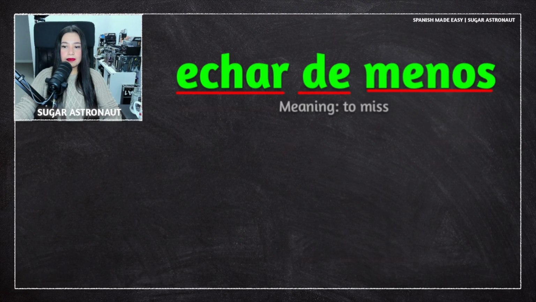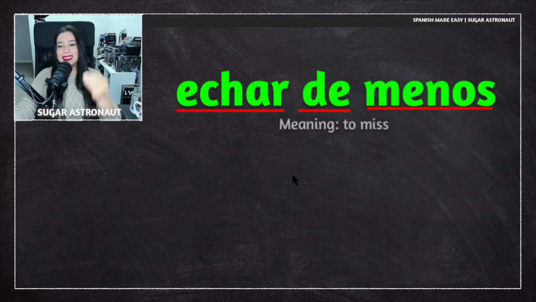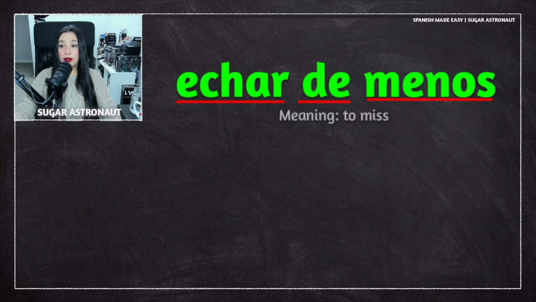Now, echar is a regular verb, so it follows the grammatical conjugation rules and all of that. So don't worry about, oh my God, does it have a peculiar conjugation? No, you can conjugate echar just like you conjugate any other regular Spanish verb. Yo echo, tú echas, él echa, and so on. Okay, so that's good to know for sure.